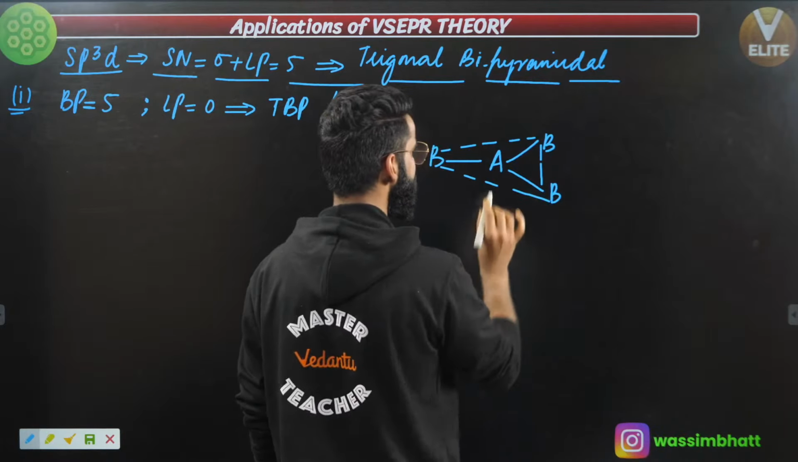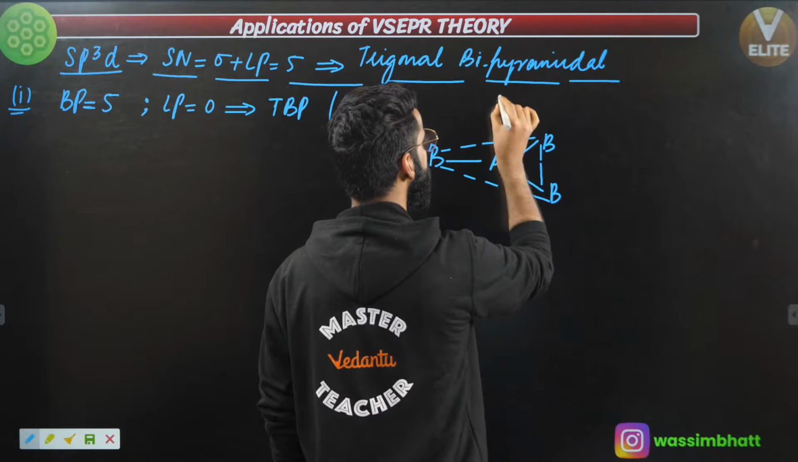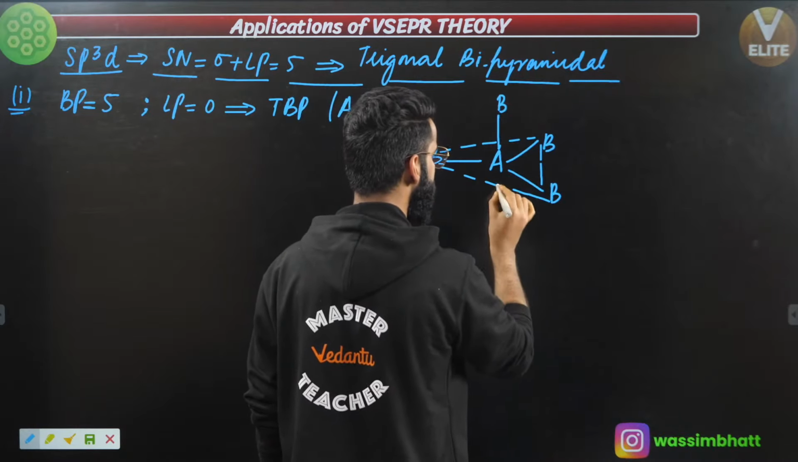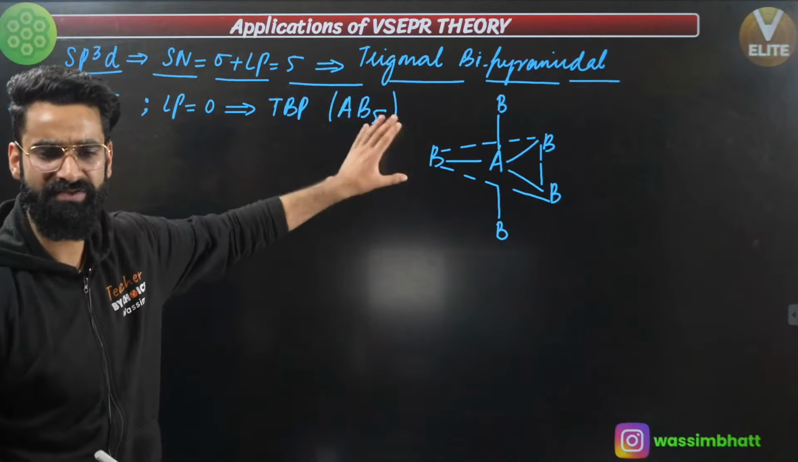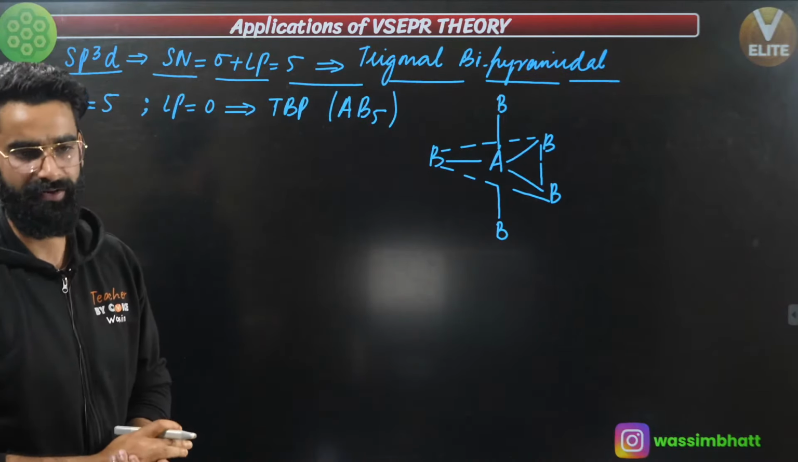They are in one plane. There is one B just above it, perpendicular to it, and one B perpendicular to it, but downwards, like this, yeah? This is AB5. This is what we call trigonal bipyramidal geometry, right?